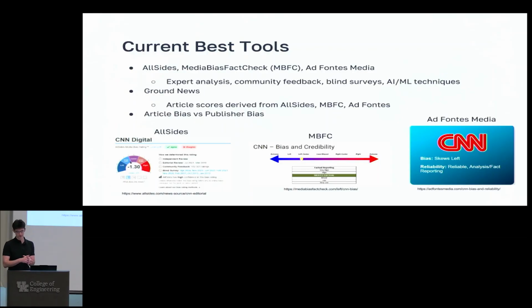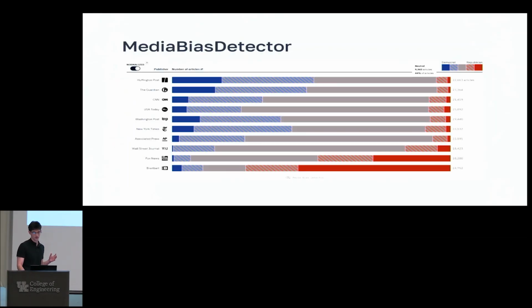But there's a pretty big issue with how they're doing that, because all of those scores are assigned at the publisher level rather than the article level. So for example, all three of these organizations say that CNN is a left-leaning source. So anytime Ground News pulls in a source from CNN, they will tag it as left-leaning, even if the actual article itself is more central or even leans to the right.